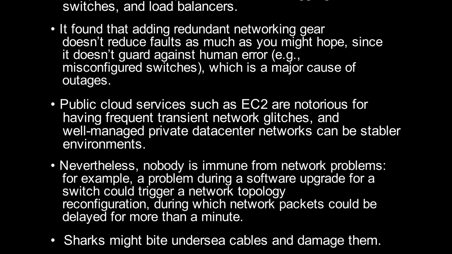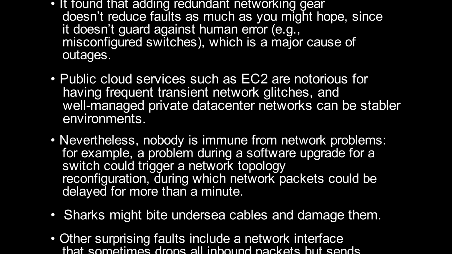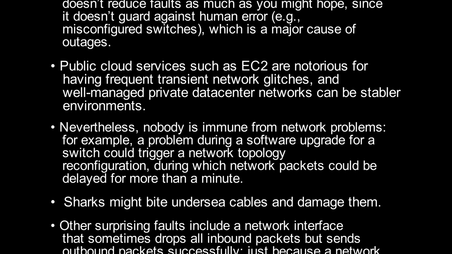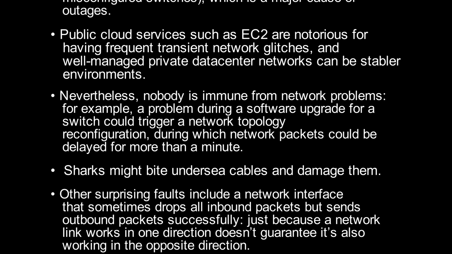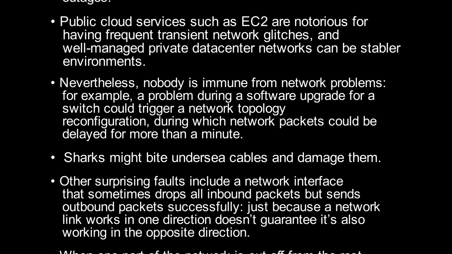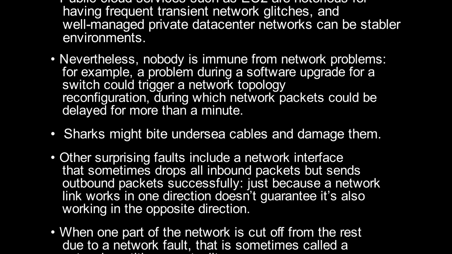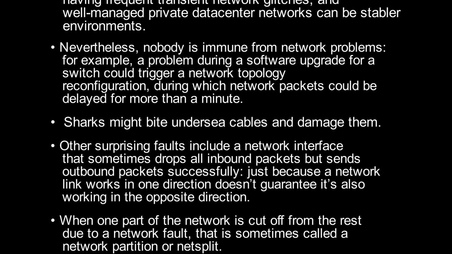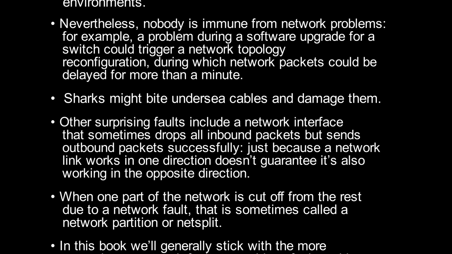For example, a problem during a software upgrade for a switch could trigger a network topology reconfiguration, during which network packets could be delayed for more than a minute. Sharks might bite undersea cables and damage them. Other surprising faults include a network interface that sometimes drops all inbound packets, but sends outbound packets successfully. Just because a network link works in one direction doesn't guarantee it's also working in the opposite direction.